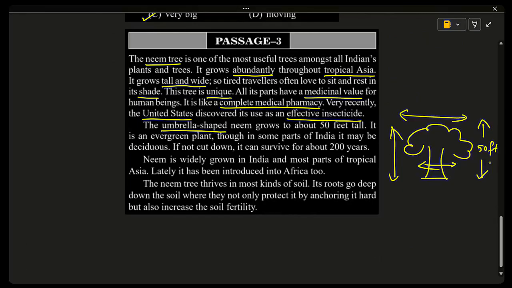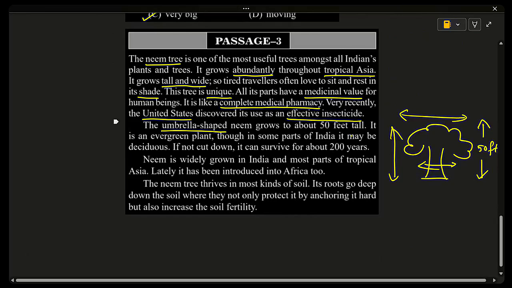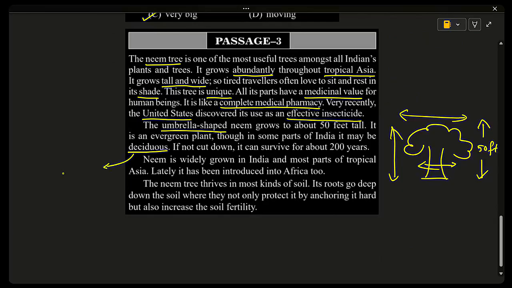Though in some parts of India it may be deciduous. Okay, so if not cut down, it can survive for about 200 years. So here the sentence they are saying is that it can be an evergreen plant, though in some parts of India it may be deciduous. Deciduous means it is a tree which sheds its leaves. Shedding its leaves means the leaves will be cut off from the place and they fall down.